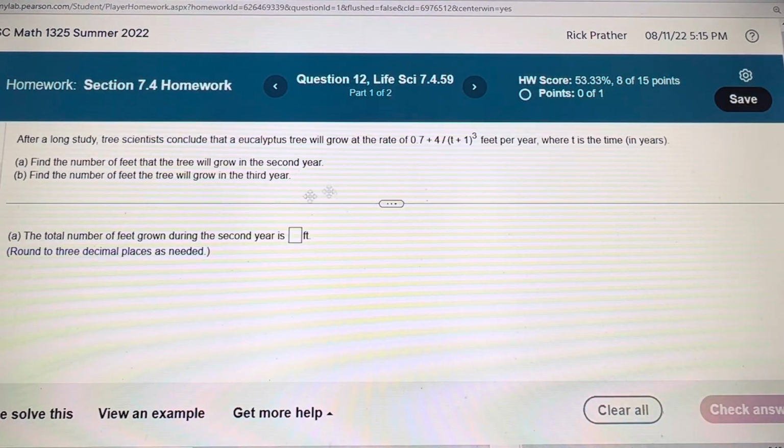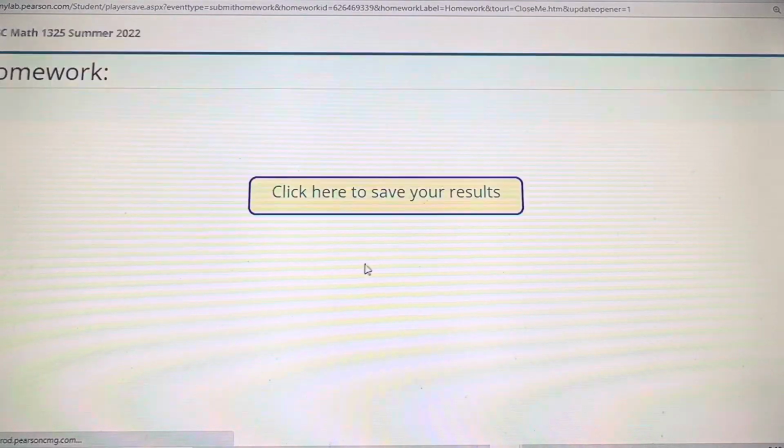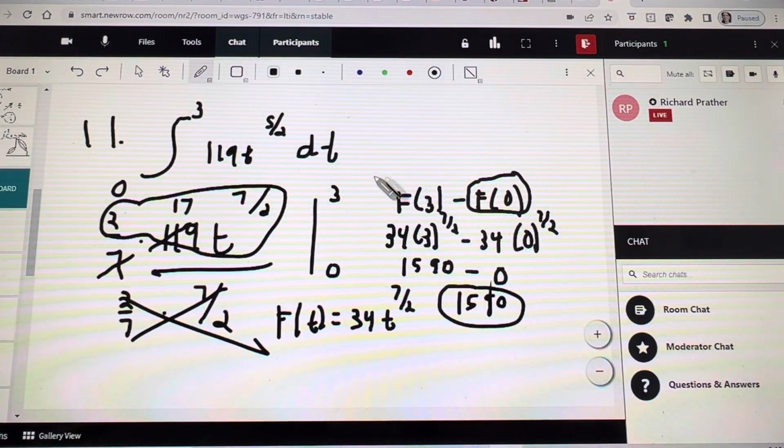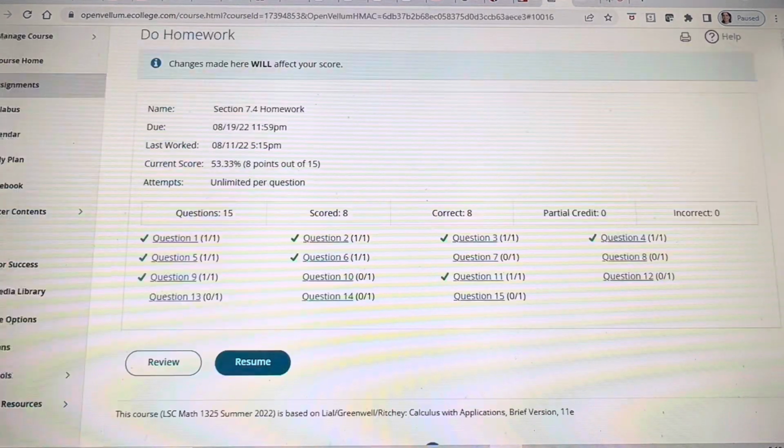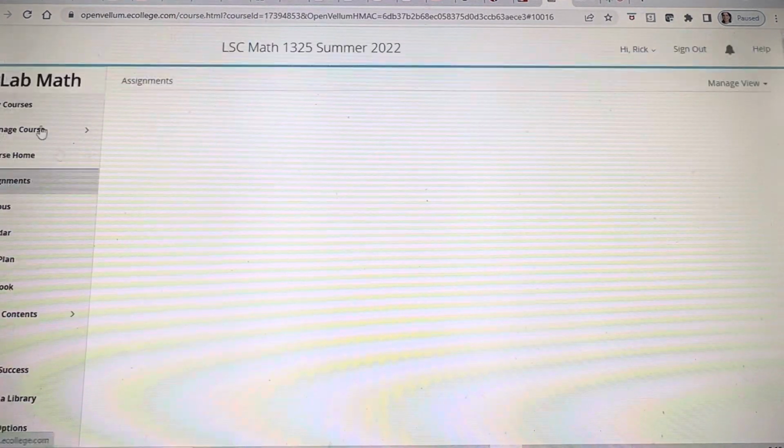Okay, so the rest of these are kind of similar. Try to do what you can with those. And then we're already an hour into this video. Let's make sure we cover some of section 7.5.